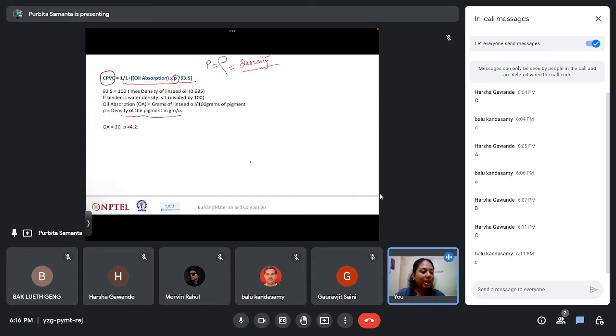And for this oil absorption, OA, the value ranges, it should be below 25. And here the rho is also given. So if this is given, we know how to find CPVC. CPVC is equal to 1 by 1 plus 20 into, we have rho as 4.2, by 93.5, right? I'll do it with you all, and even if you all want to do it, it would be great.